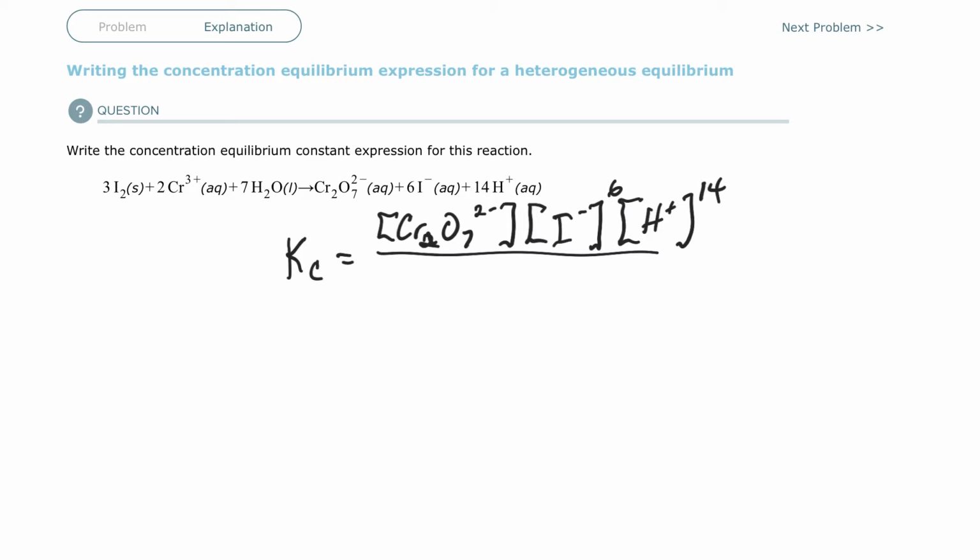I come to the reactants. I'm going to ignore this one because it's a solid. I'm going to ignore that one because it's a liquid. So that means I'm going to have the chromium 3+ ion, and then I look, and it's got a coefficient of 2, so it's raised to the 2nd power. And that's how you do that.